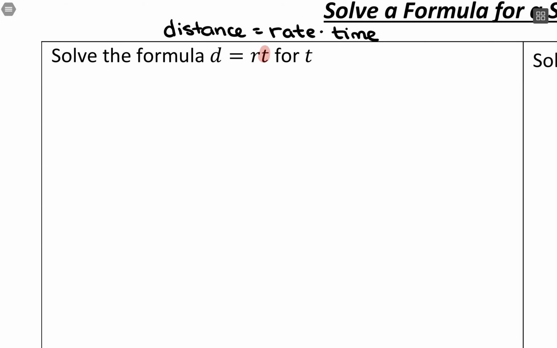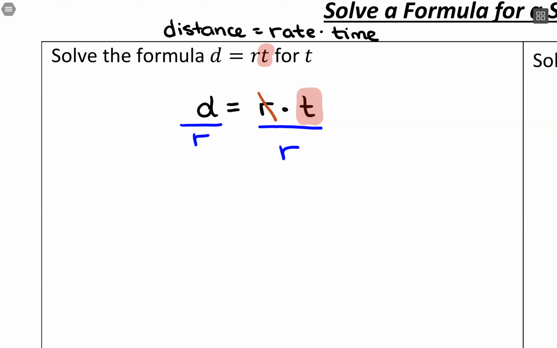And something I like to do is just highlight that variable that we're trying to solve for, because what I want to do is move everything else away from it. So what's happening here is that we have distance is equal to rate times time. So if I want to get time all alone on one side of the equation, I need to undo this multiplication with r. So to undo multiplication, I would need to divide, and I would need to divide by that value, r. And whatever I do to one side of the equation, I need to do to the other.